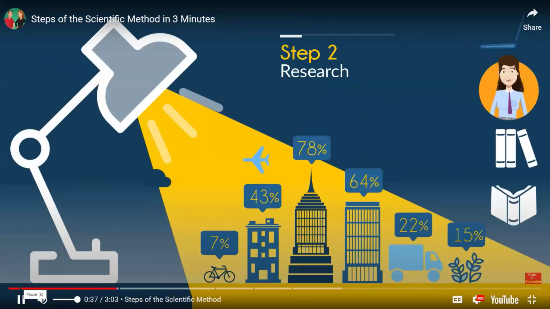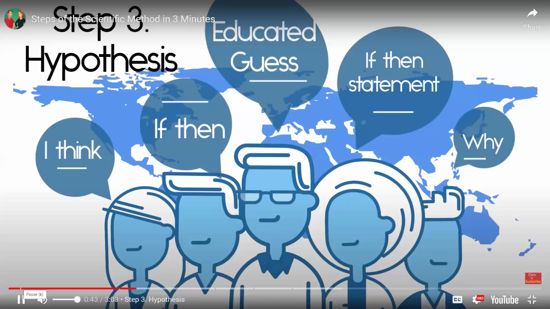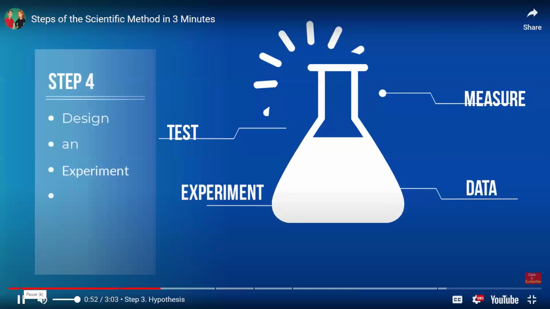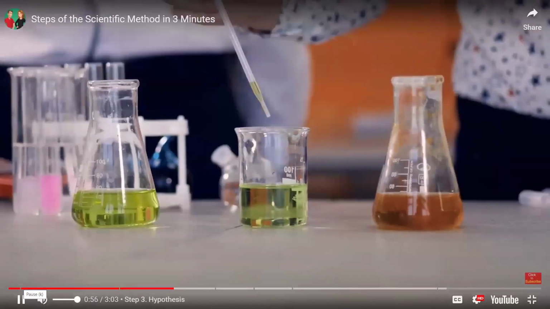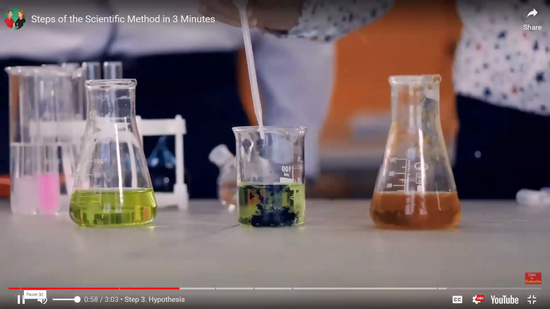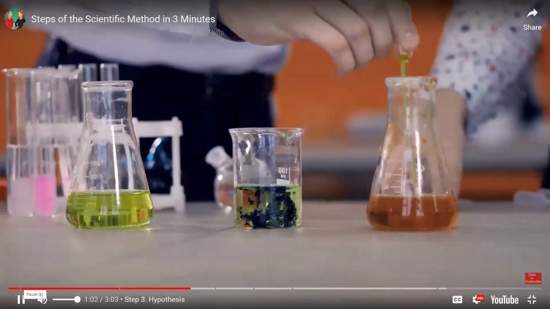Step 3 is form a hypothesis, which is an educated guess. The hypothesis should be based on research or life experience. Step 4 is design an experiment. The experiment should be designed to test the hypothesis, and during the experiment, observations are used to collect measurable data.